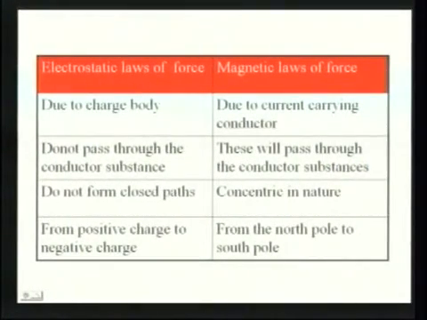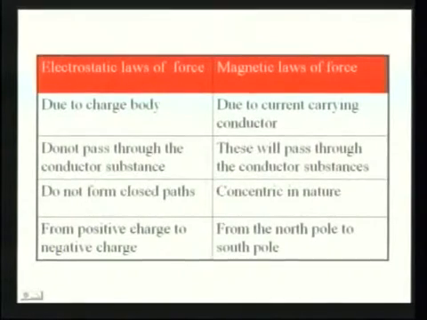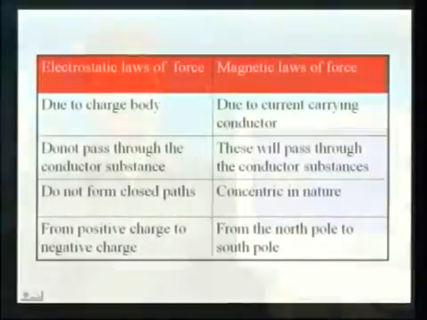Do not pass through the conductor substance; these will pass through the conductor substance. Do not form closed paths, concentric in nature, from positive charge to negative charge, from north pole to south pole.